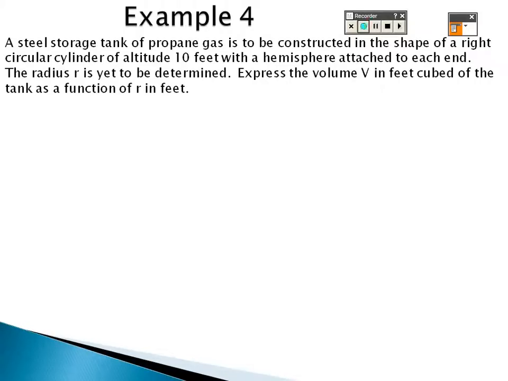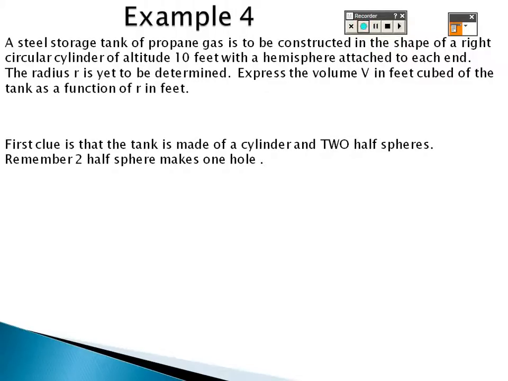Alright, a steel storage tank of propane gas is to be constructed in the shape of a right circular cylinder of altitude 10 feet with a hemisphere attached to each end. The radius is yet to be determined. Express the volume in feet cubed of the tank as a function of r in feet.